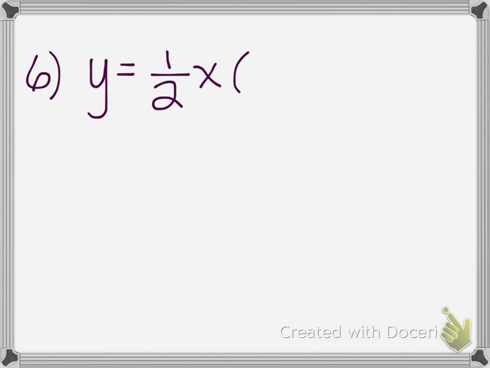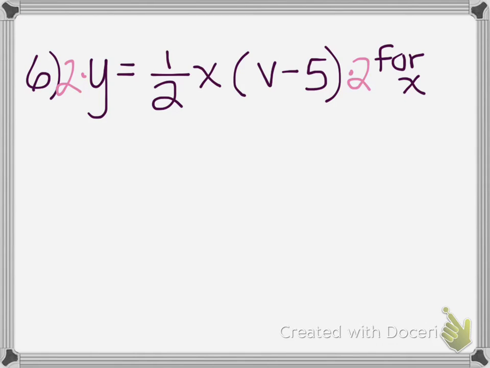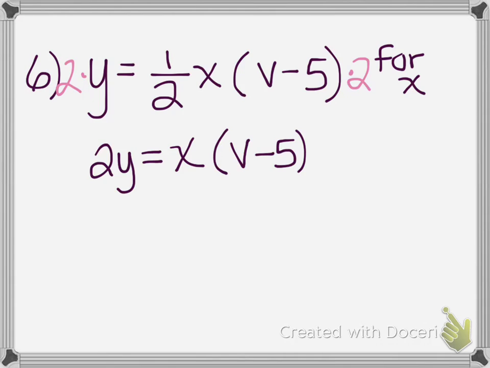Alright, now we're going to get a little bit tougher. y equal to 1/2 x times v minus 5. And we're going to solve this one for x. So again, just like before, we have another 1/2. So we now know that we're going to take this 1/2 and we're going to multiply both sides by 2. So I have 2y equal to x times v minus 5. So this 2 canceled out this 1/2.